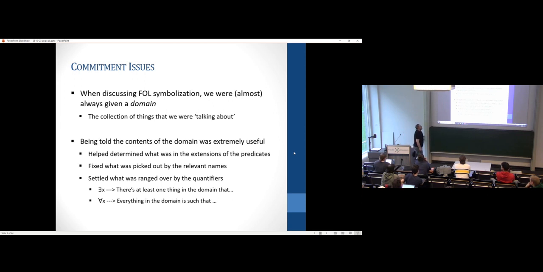Now, notably, when we're given a domain, this is the things that we're talking about. And being told the content of the domain was really useful because, well, this told us what we needed to think about in the extensions of the predicates, right? It fixed what could be picked up by the relevant names. And it also, in some ways, kind of the most important thing, settled what was ranged over by the quantifiers. Again, if we're thinking about the quantifiers in this kind of like grabber machine metaphor, basically, the stuff that's in the domain is the stuff in the box that our quantifiers could grab.